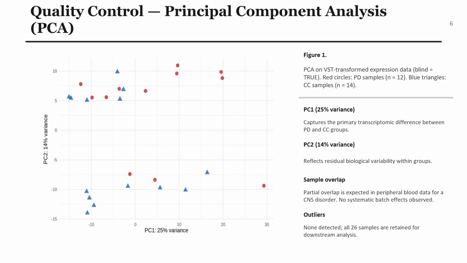Moving to quality control, this principal component analysis plot was generated using VST transformed data. The red circles represent Parkinson's samples and the blue triangles are healthy controls. Principal component 1 captures 25% of the variance, reflecting the primary transcriptomic difference between the two groups. While there is some overlap, which is highly typical for peripheral blood data in neurological conditions, there were no extreme outliers, allowing us to safely retain all 26 samples.